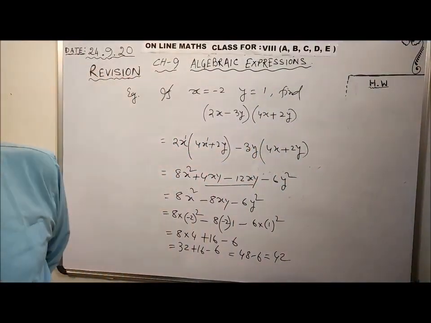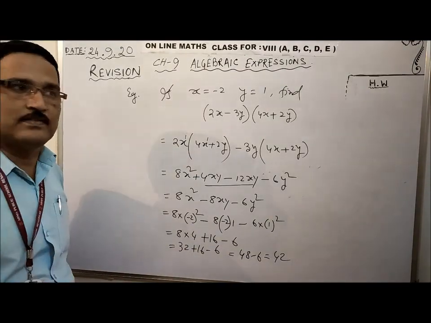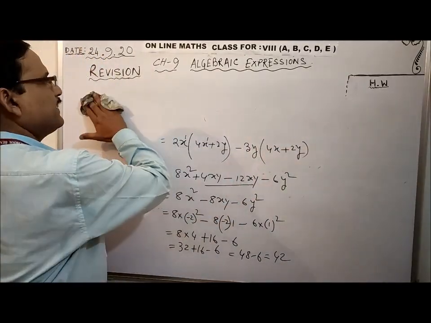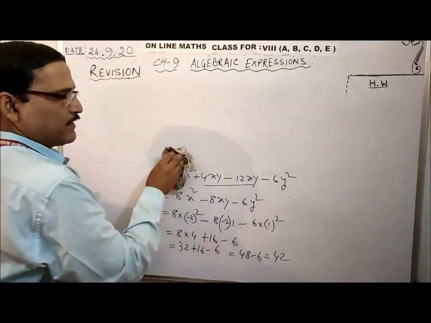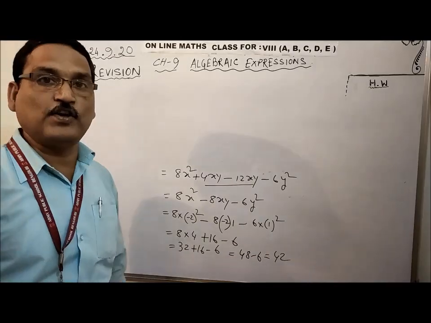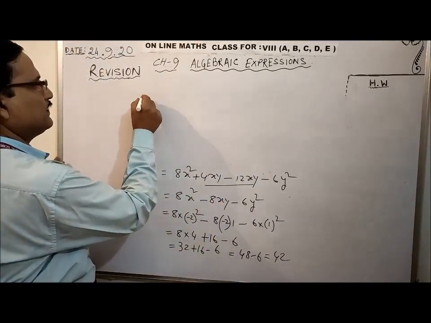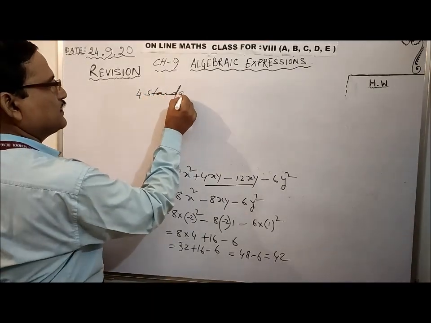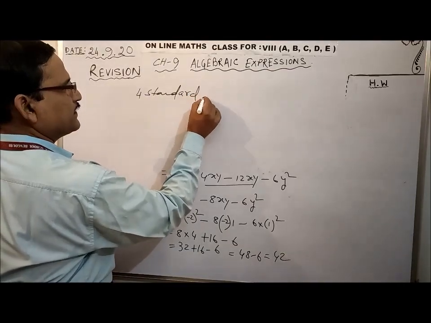Clear? Now I am coming to identities. Last part is identities. Okay? Algebraic identities. What I said earlier, you have 4 standard identities. Okay, I have given more, that will be for class 9, but 4 standard identities you have to keep in your mind. Okay, what are the 4 standard identities?